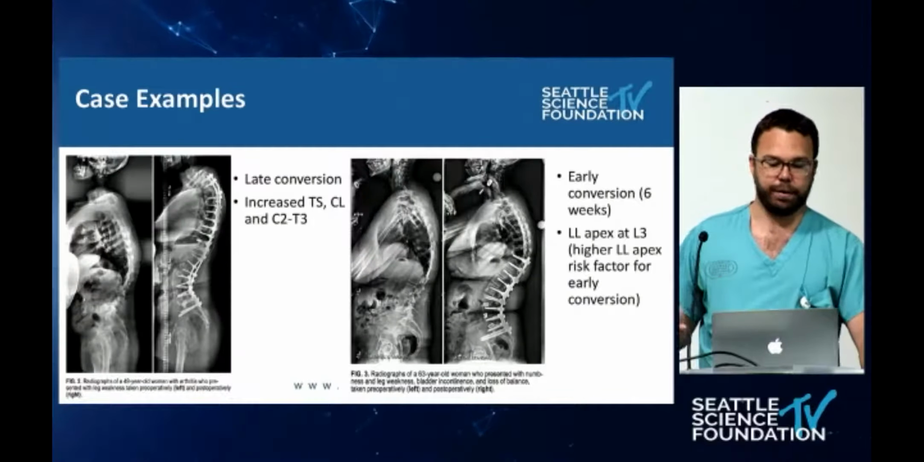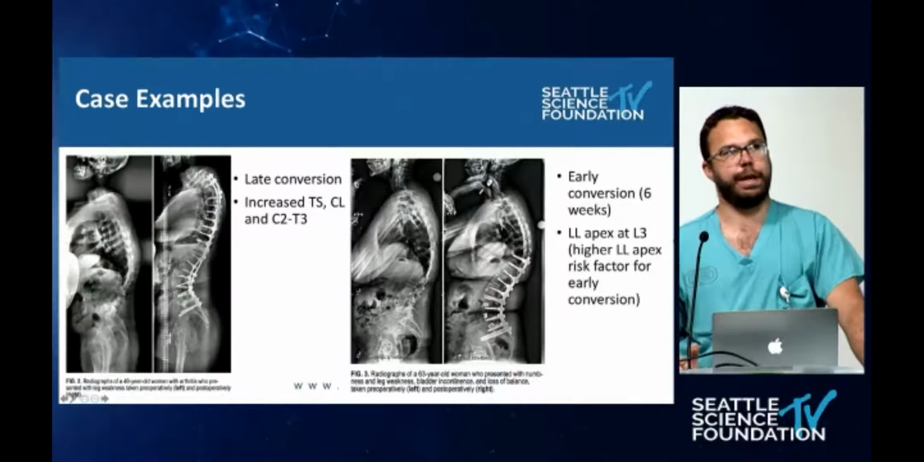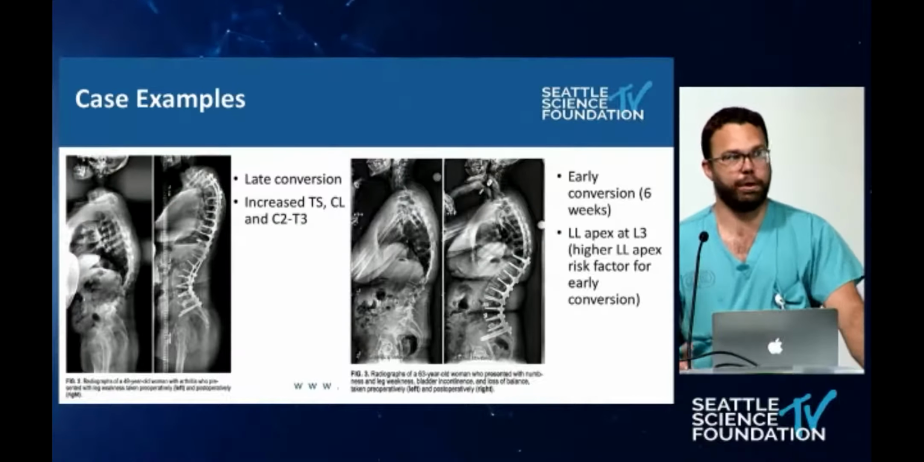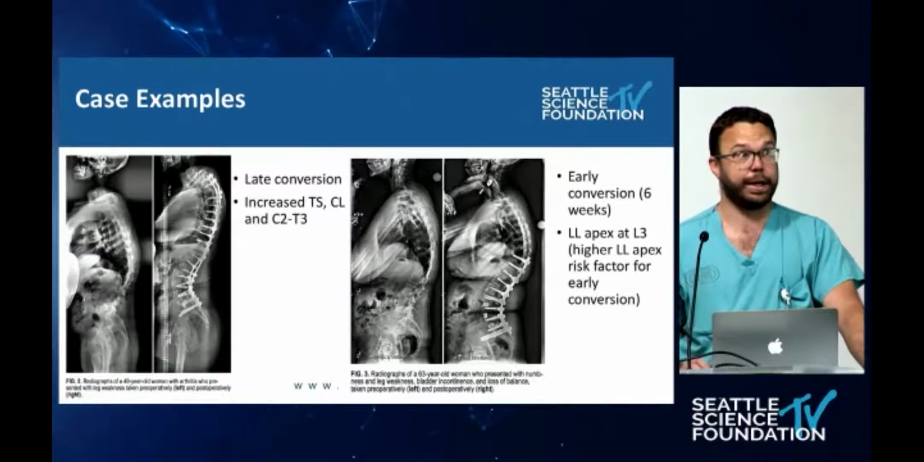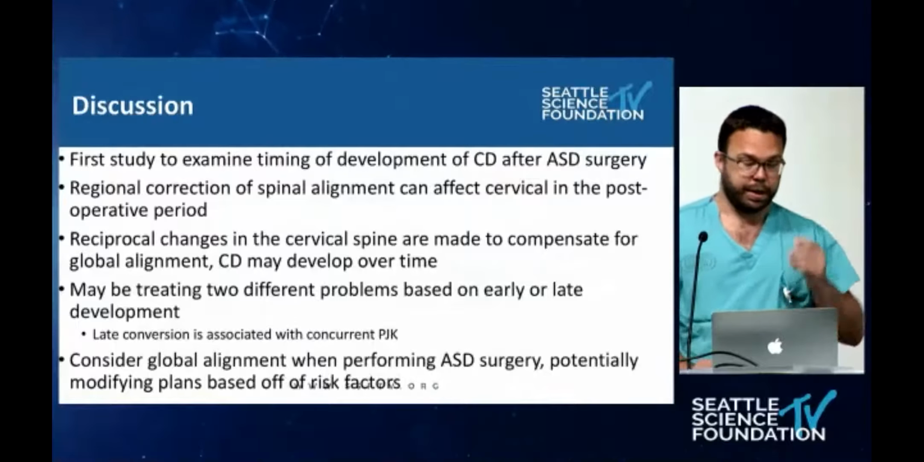typically convert late to cervical deformity. But this patient had a lumbar lordosis apex at L3, and they're saying higher lumbar lordosis apex is a risk factor for early conversion. So just to discuss this paper a little bit.